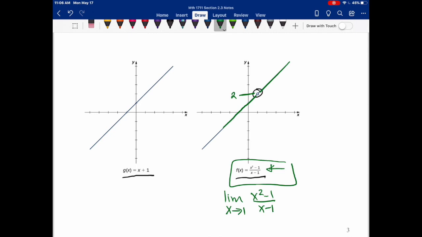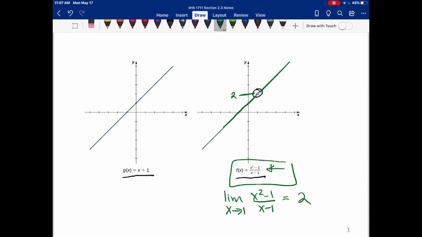So you can clearly see from the graph that the limit from the right and from the left are both approaching 2 as x approaches 1. So that means the limit as x approaches 1, the two-sided limit exists, and we know that it's 2.